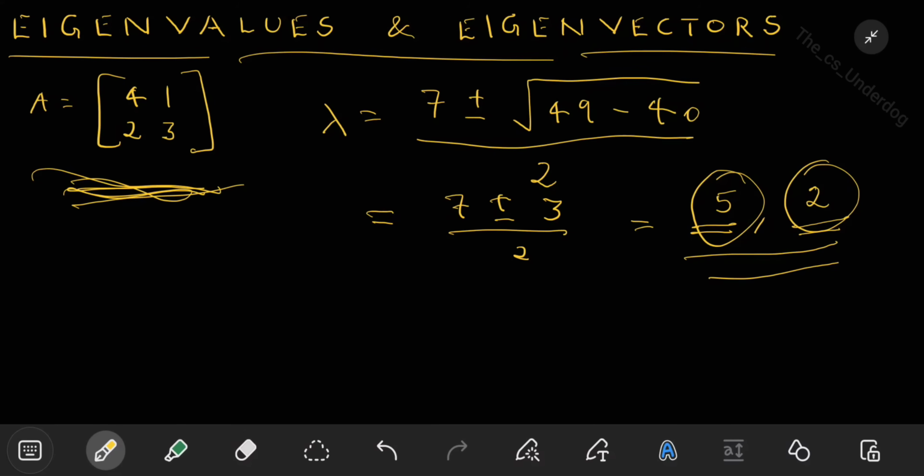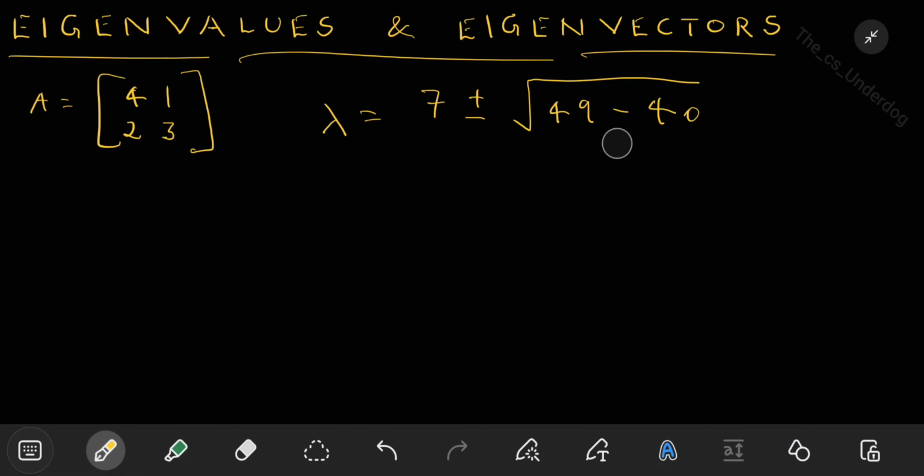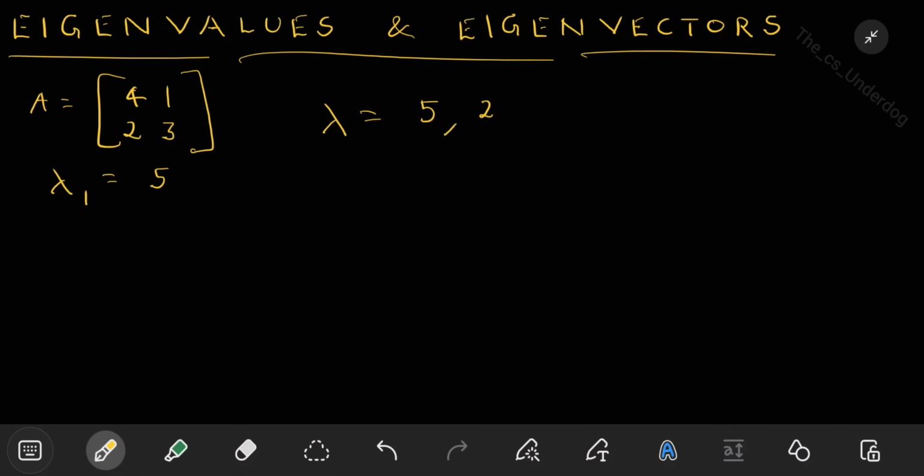Let us just find the eigenvectors as well in order to have a completion on this, so that you will also understand what exactly it is. So the eigenvalues are 5 and 2. I'll write it here: 5 and 2. These are the eigenvalues. Let us first find the eigenvector corresponding to 5. Our first eigenvalue is 5, and let us see what the eigenvector corresponding to that is. What do you have to do? You have to do (A minus lambda I) into v equal to 0. Whichever vector satisfies this will be the eigenvector corresponding to the eigenvalue 5.